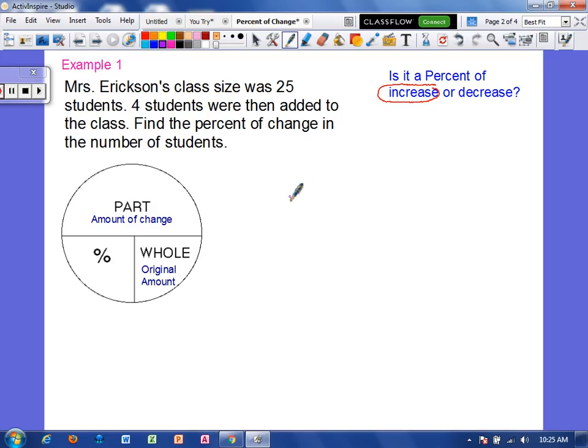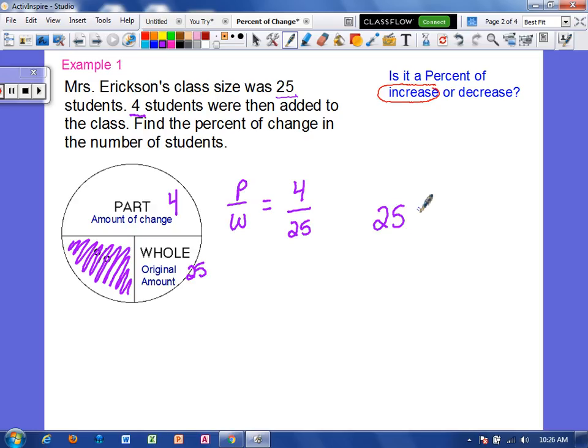Okay, so there were originally 25 students in the class. Since that was the original amount, the whole would be 25. It says 4 students were then added to the class. That would be the amount of change because the class size changed by 4 students. And then obviously we're missing our percent of change. Since I'm missing that, I know I'm going to take the part divided by the whole, which would be 4 divided by 25, and top dog goes in the house.